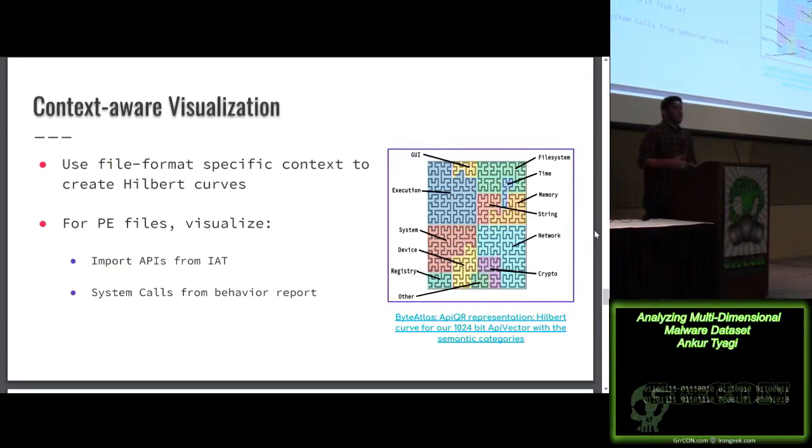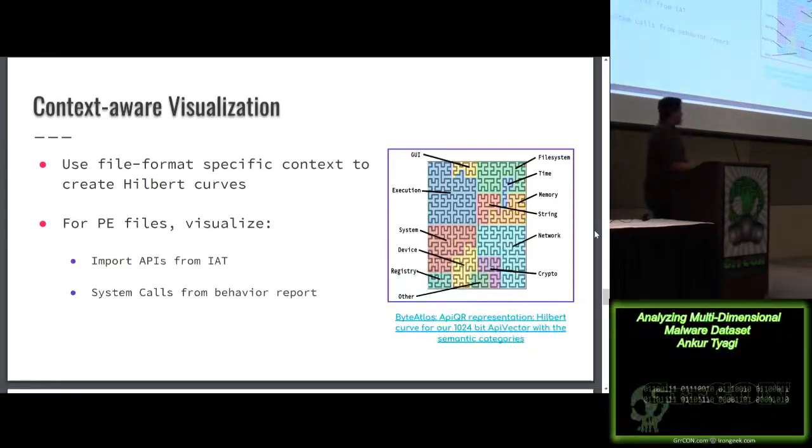But because we already know that these are malware samples, these are P32, P64 files, we can parse them, and we can extract data that we think would be interesting for us. For example, Daniel Plowman suggested that we use the import address table, parse it, extract the Windows APIs, and map them onto a bit vector.